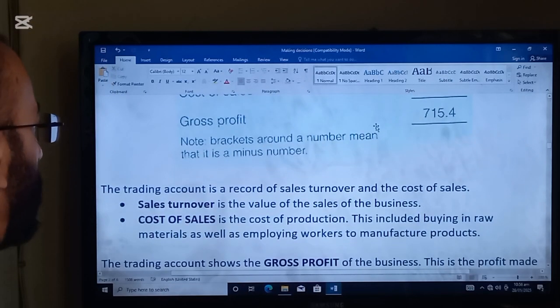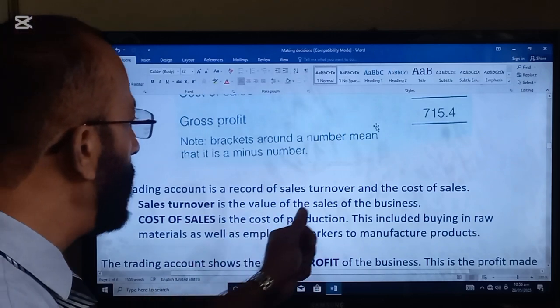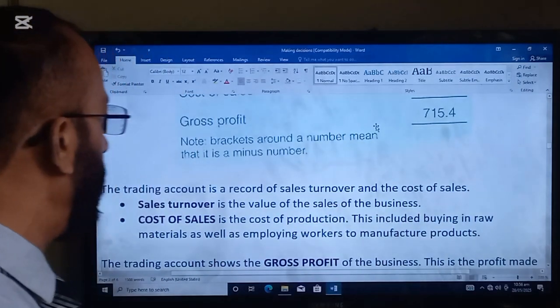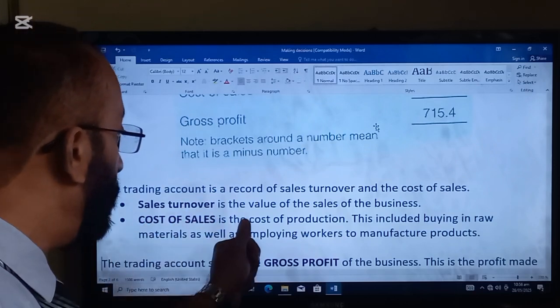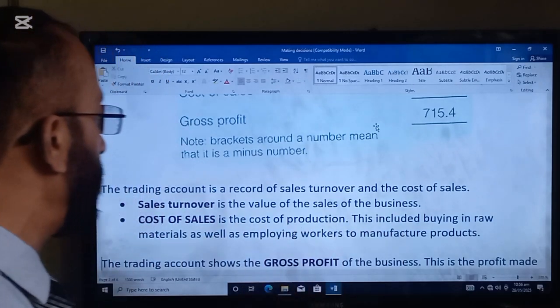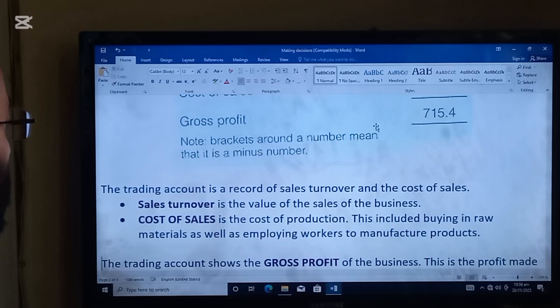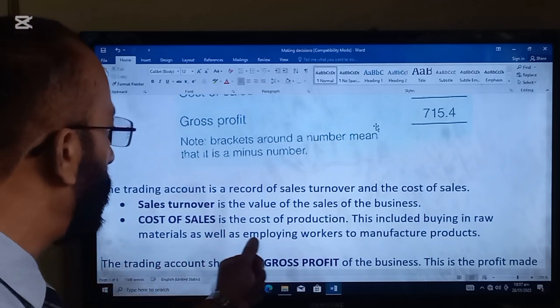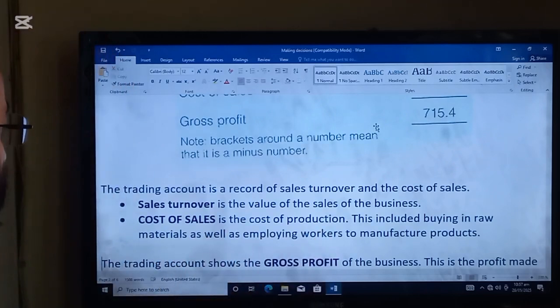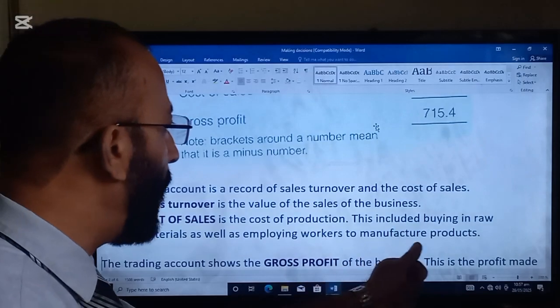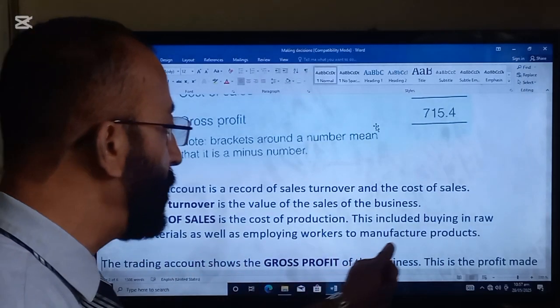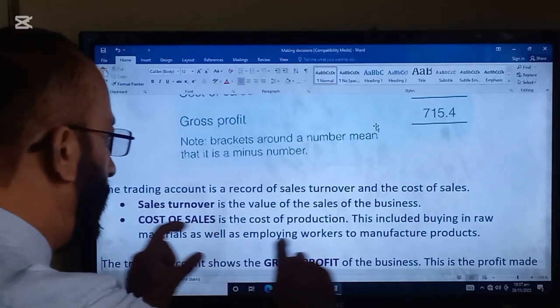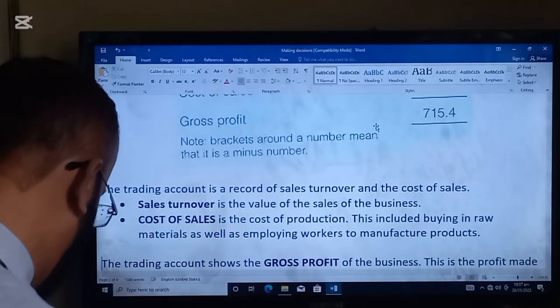The trading account is a record of sales turnover and the cost of the sales. Sales turnover is the value of the sales of the business, whereas cost of the sales is the cost of the production. This includes buying in raw materials as well as employing workers to manufacture products. These are called cost of the sales.